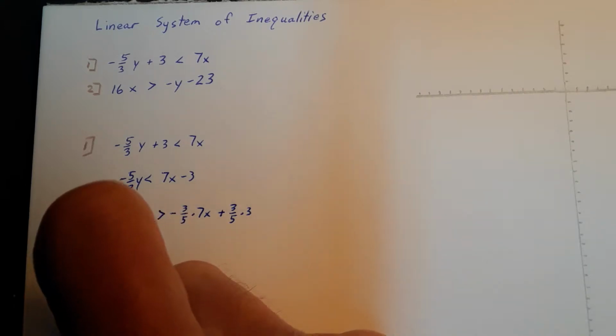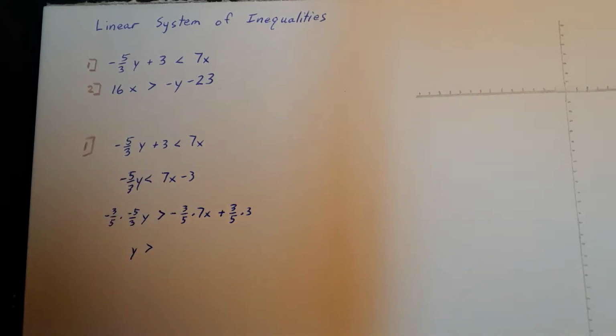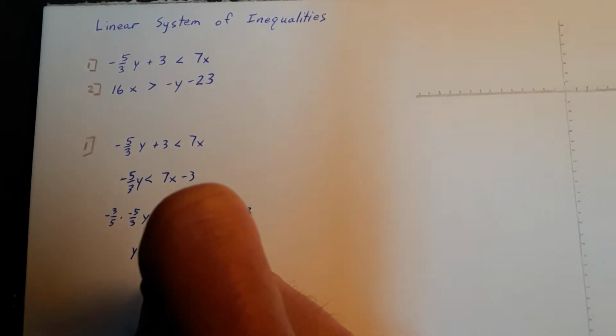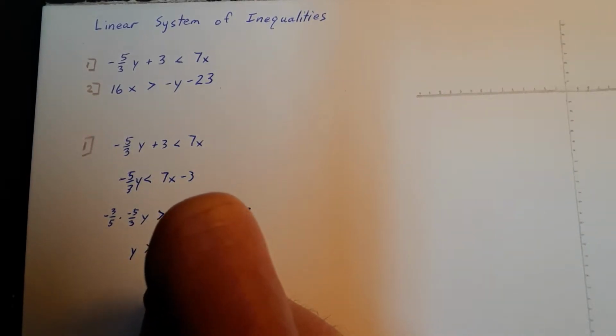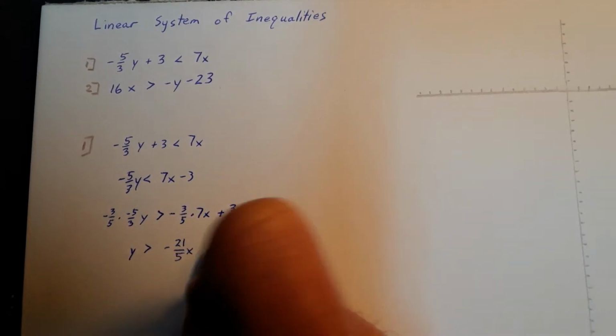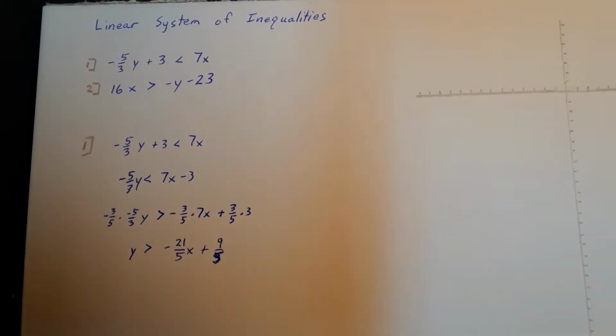Y is going to be left alone. It's 1 times y. We're going to end up with negative 21/5 x, and then this is going to be 9/5 there. So this slope is 4.2. So we have 4 2/10, and then our intercept is at 1 8/10. So we're not on integers, so it's a little tricky, but we can do this.